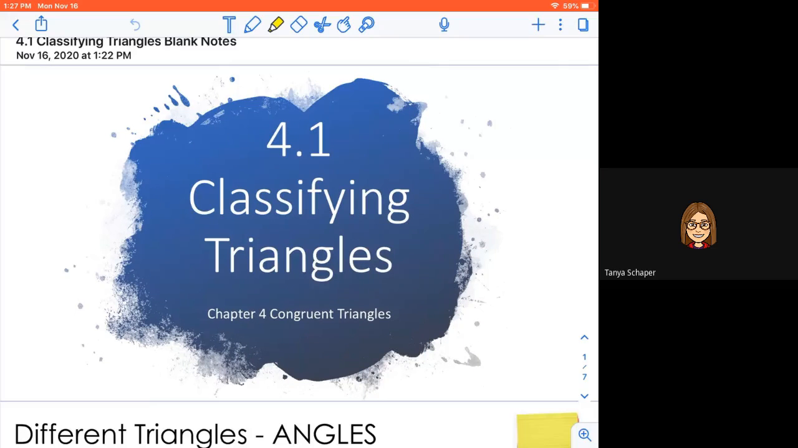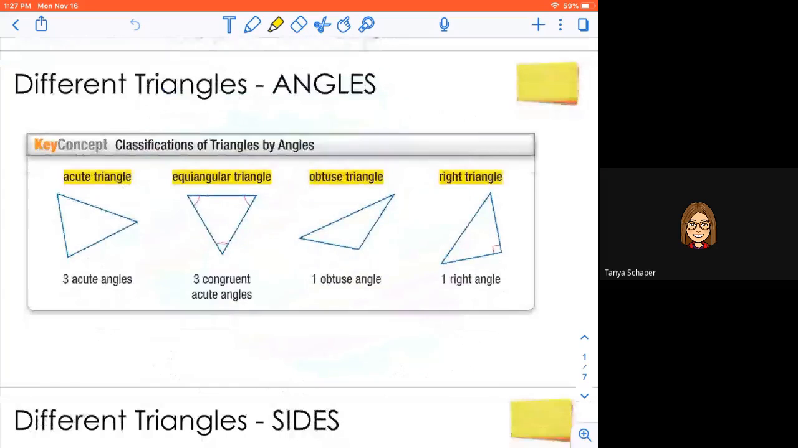So when you classify triangles, you can classify them by angles. You probably have heard this before, but acute, obtuse, and right are common ones. Equiangular is another specific type of acute triangle. It means that all three angles are congruent.